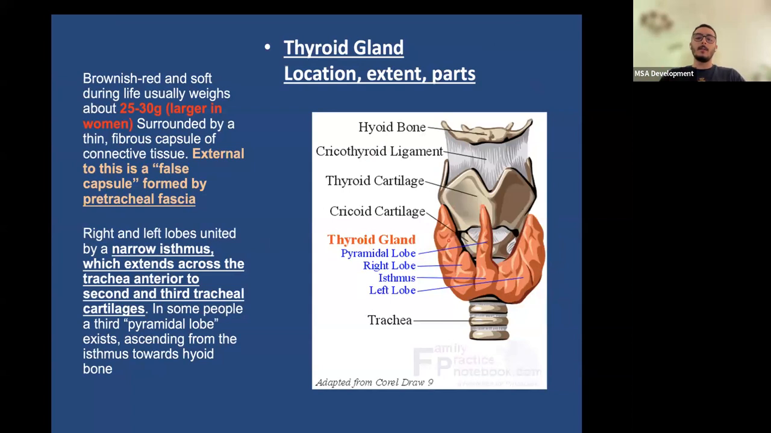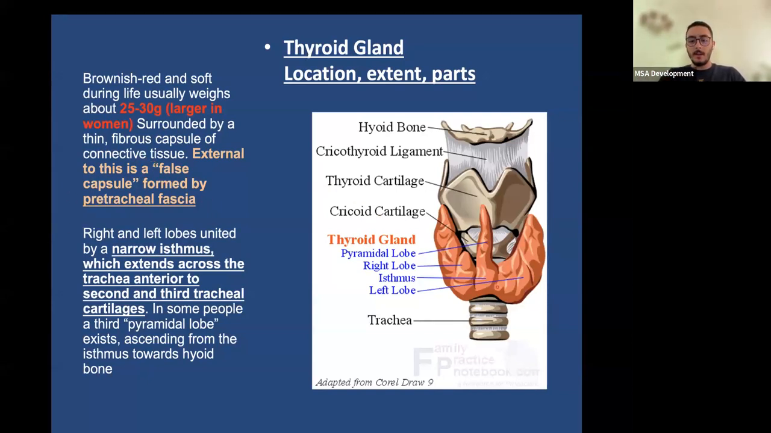It's not a small gland. It consists of a right lobe and a left lobe, and in between is the isthmus. In some people there is a third lobe which is called the pyramidal lobe. It's this part. Around the thyroid gland, encapsulating it externally, is a false capsule called the pretracheal fascia.